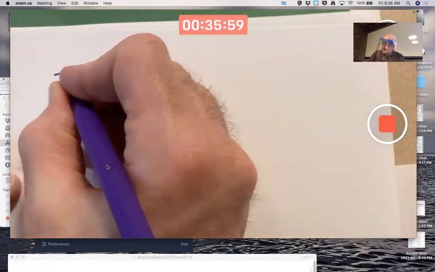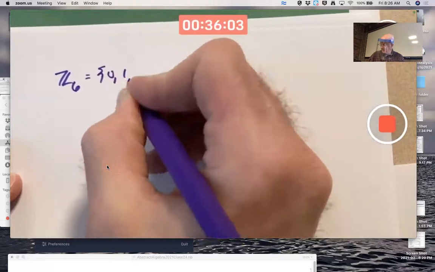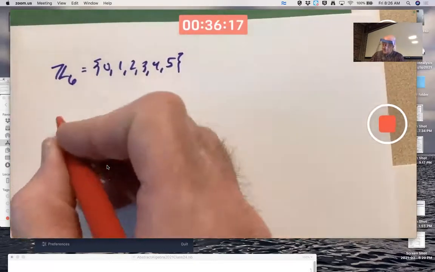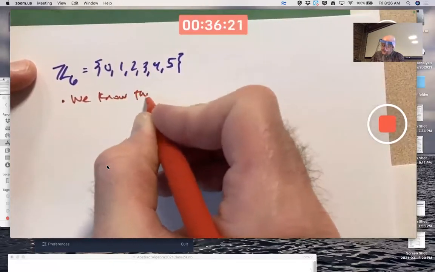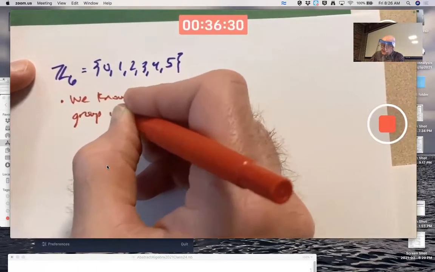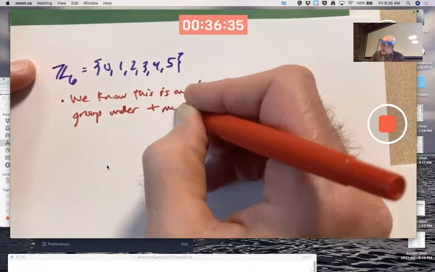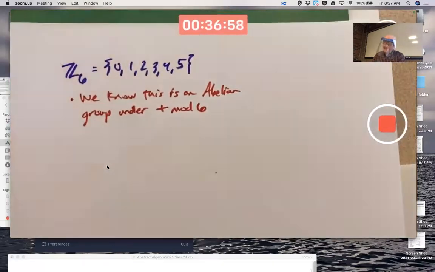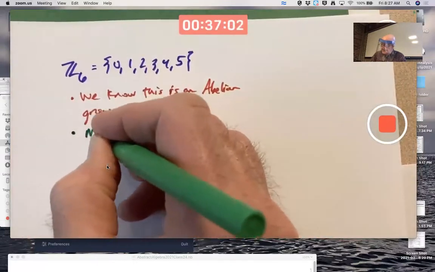Let's consider the set Z6. We know this is a group under addition mod 6, an abelian group, in fact, under plus mod 6. We also know we can multiply these numbers mod 6 and we still will get a number in this list. So multiplication mod 6 is a binary operation on the set.